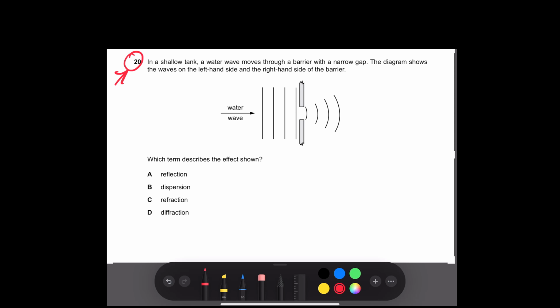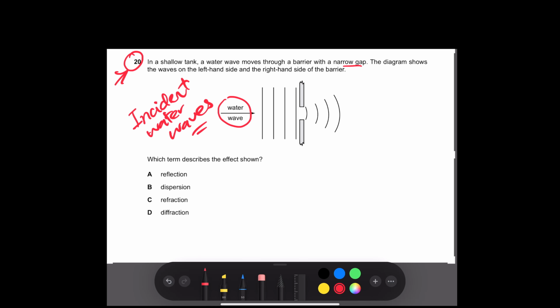Question 20. The shallow tank water wave moves through a barrier with a narrow gap. The diagram shows the waves on the left-hand side and the right-hand side of the barrier. At the left side, we have water waves. We can name them incident water waves.